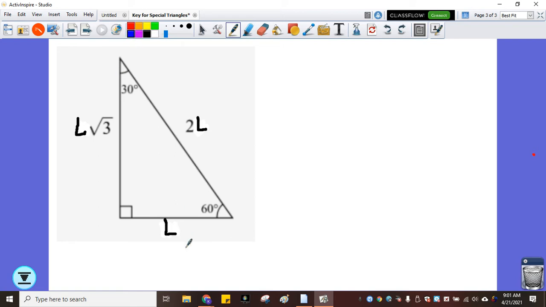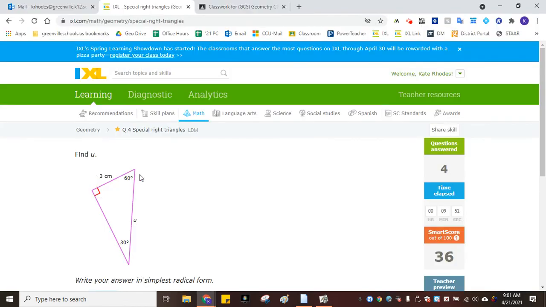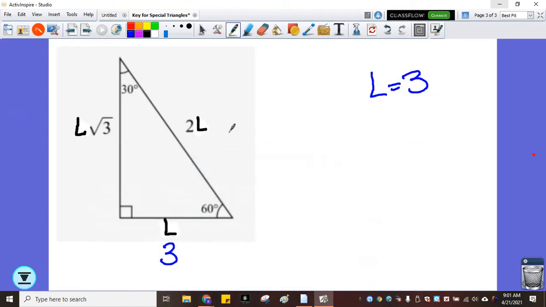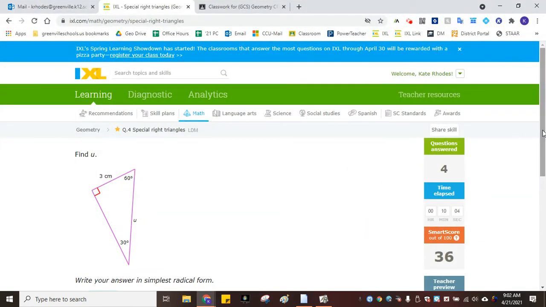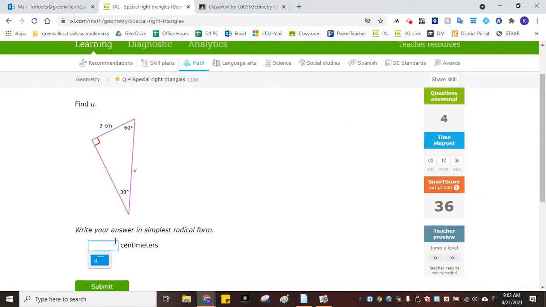So if our short leg is 3, that's L. L equals 3. And we are asked to find our hypotenuse. Our hypotenuse is 2L. Well, 2L is 2 times 3, which is 6. So this is 6. The hypotenuse is double the short leg in the 30, 60, 90.